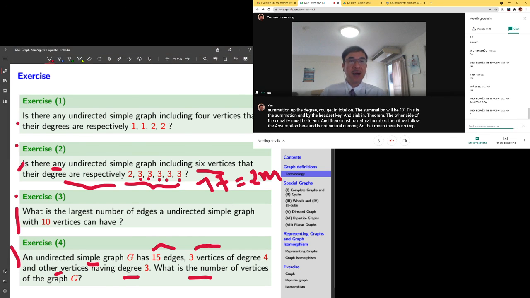So the answer by Phương Nguyên is correct. No graph exists in exercise number 2. So we got 1 bonus point for this. Okay, thank you, Nguyên.